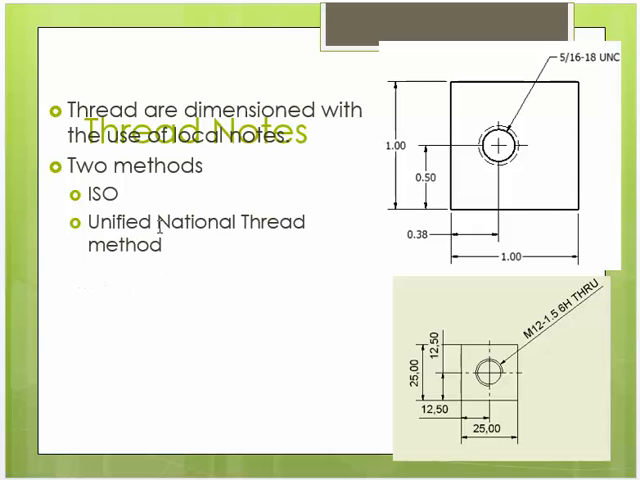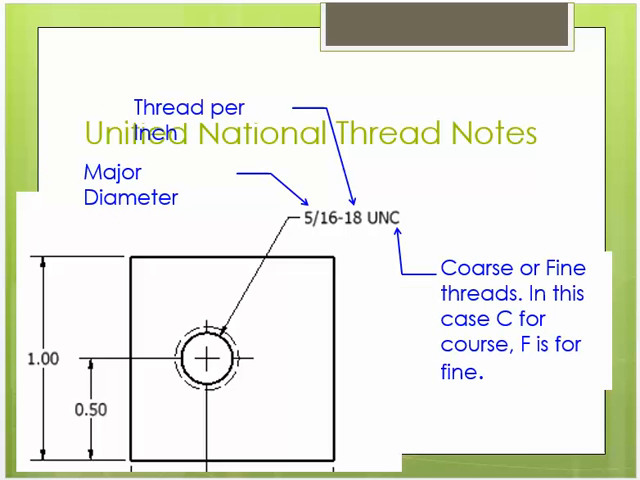All right, thread notes. Threads are dimensioned with the use of local notes. Two methods, ISO or Unified National Thread Method. Up here, they're telling us that it's 5/16-18 UNC. All right, 5/16-18 UNC. Let's talk about what this UNC means here.